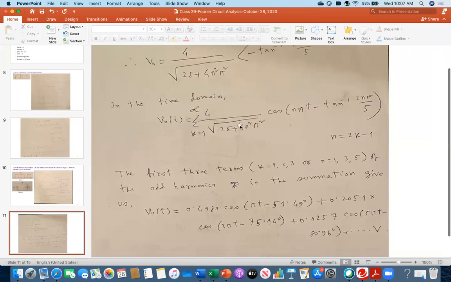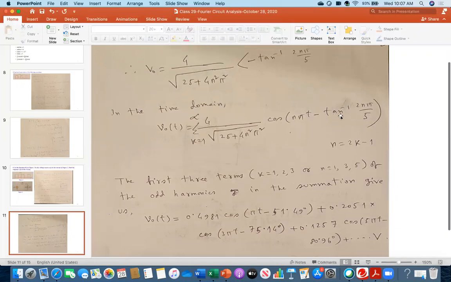V0 for this term will give you 0.498. And then for n value 3, you will get this term, and for n value 5, you will get this term. I'm just showing you what type of result you will get if you really put n = 1, 3, 5 or k = 1, 2, 3. But I mean, you can leave the answer here.